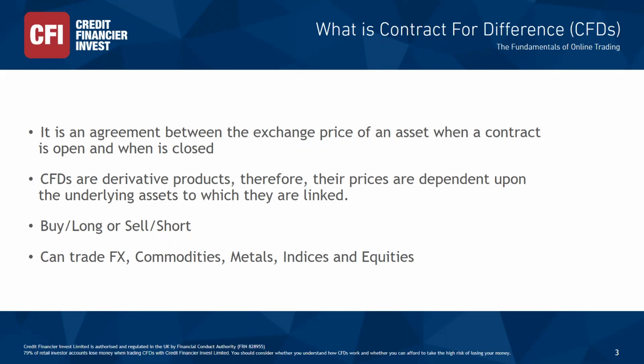Also, CFDs are a derivative product. Therefore, the prices are dependent on the underlying asset to which they are linked. And you can trade CFDs on pretty much everything: forex, commodities, metals, indices, and also equities.